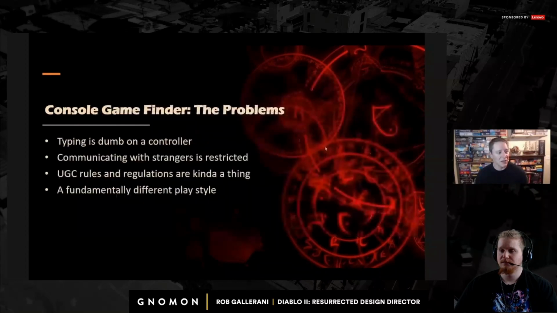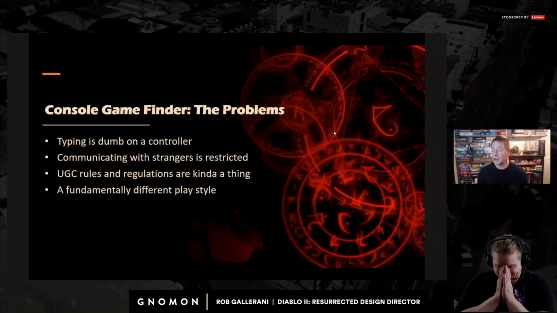The problem is that with a console, typing is dumb. If you've ever tried to type with an actual controller at any speed, let alone in a chat room when things are flying past and half of them are ads, you can't do it. It's just not possible, right? Also, communicating with strangers is not only hard to do, but it's restricted. Especially if you're on certain platforms, they have rules about who you can talk to and if they're your friends and other things like that. UGC, so user-generated content, those rules vary across all countries.